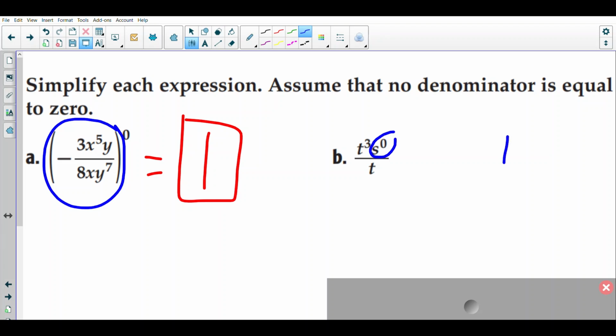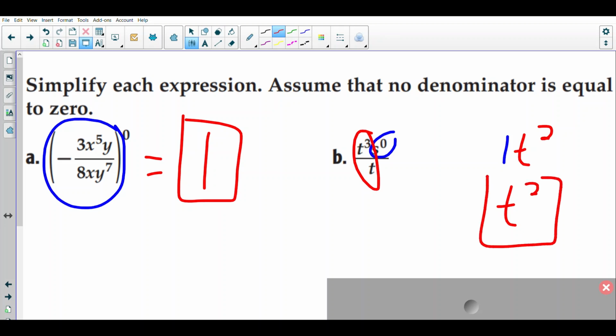And then the rest we can just go t to the 3rd divided by t. Well, 3 minus 1 is t squared, so it's just t. So it's 1 times t squared, or just t squared. So anything to the 0 power, that's a nice little thing you want to look for.